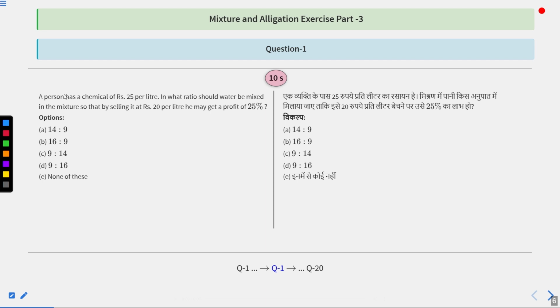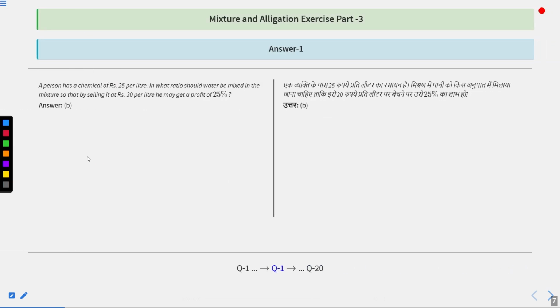Now see the first question. A person has a chemical of ₹25 per liter. In what ratio should water be mixed in this chemical so that by selling it at 20 rupees per liter, he may get a profit of 25%? You have 5 options and 10 seconds to analyze the question. Your time starts now. Now time's up. Let's see the solution.